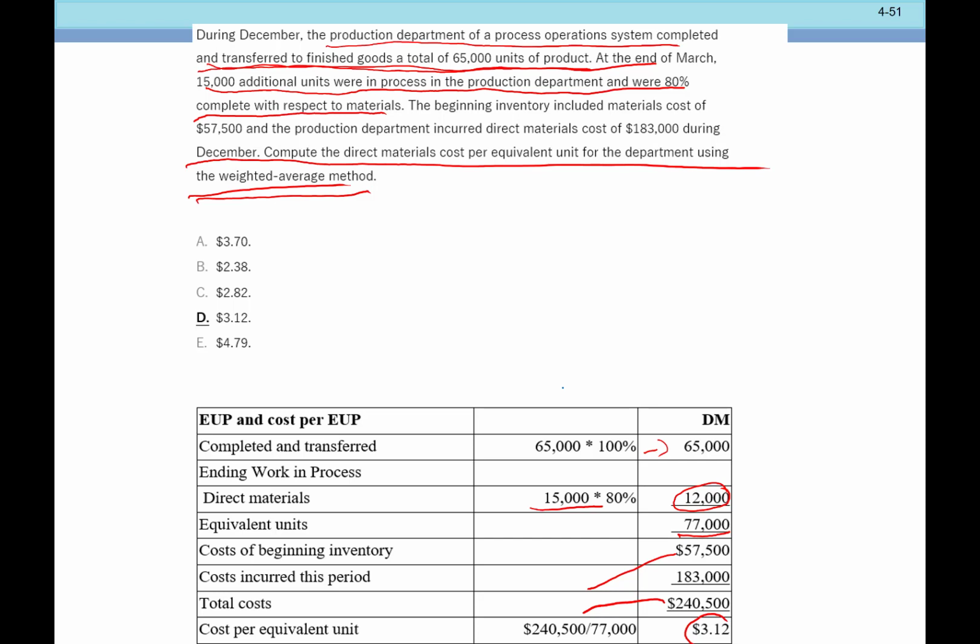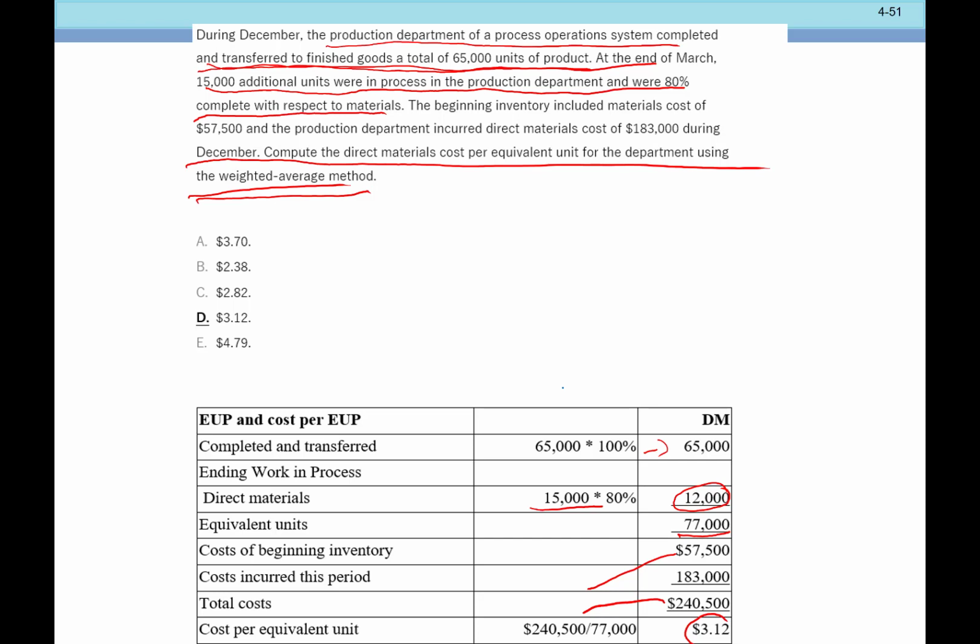Let's quickly look at this one. They tell us, I think it's the same, very similar fact pattern, if not the same. The production department of a process operations system completed and transferred 65,000 units. So they give that to us. If they give us the units completed and transferred, we don't have to worry about another thing. We don't have to take beginning inventory plus the units added, any of that. We just pick that number up, 100% complete, right? Then they tell us that there were 15,000 in ending inventory that was what? 80% complete, so that's 2,000 units.